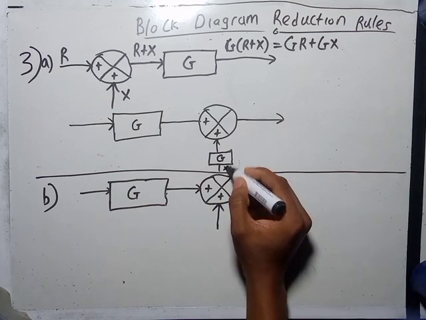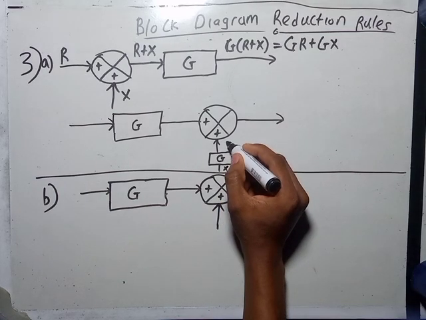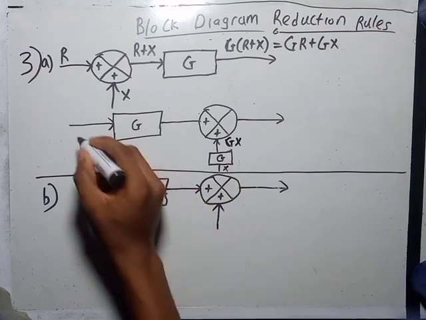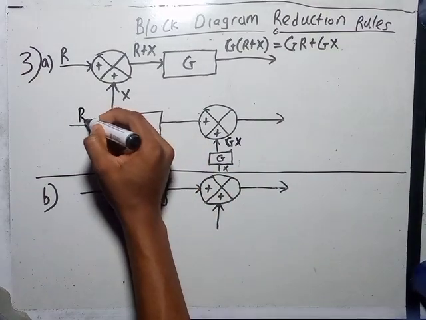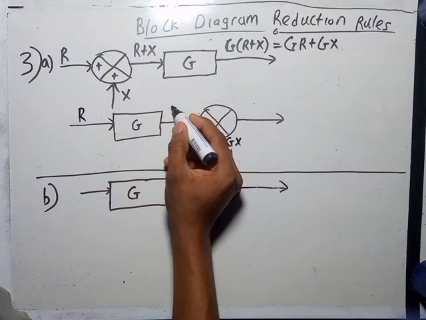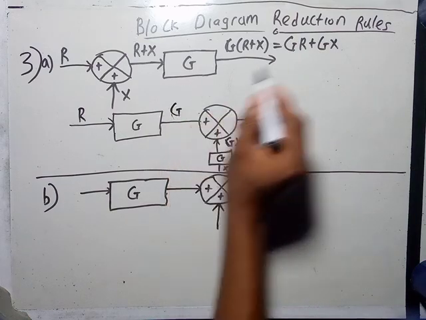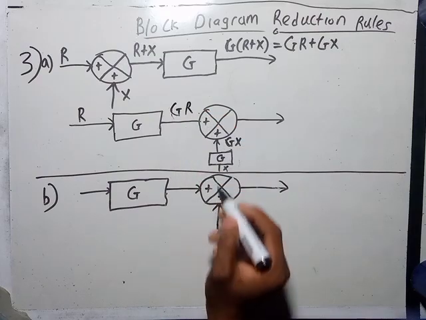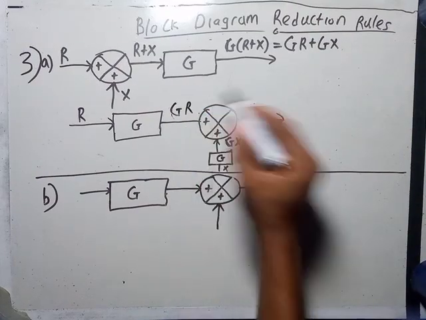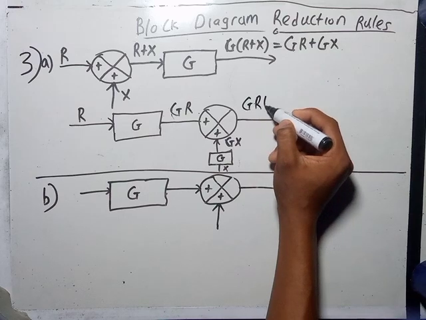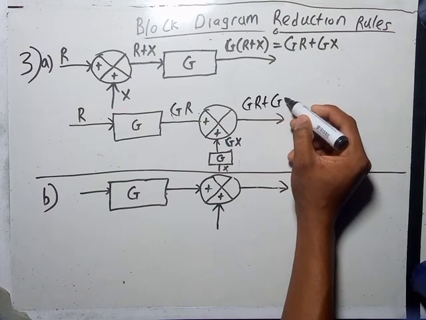X. So when it passes through this, you have G X. What was coming in here was R. When it passes here, it becomes GR or RG, and you know how you decide to write it. So I want it to look like that. Now, summing together, you're now having GR plus GX.